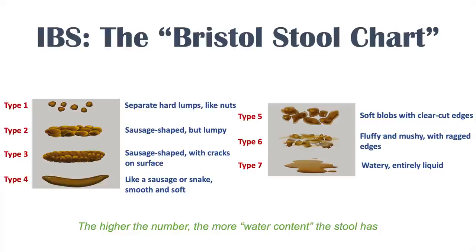And a way in which to remember is diarrhea on one end of the chart and constipation on the other end of the chart. Think about this. The higher the number on the Bristol stool chart, the more water content the stool has. This is how I remember the Bristol stool chart. You might not necessarily remember every small detail of this chart, but it's important to recognize the extremes of the chart. So again, the higher the number, the more water content the stool has. So at the high end of the Bristol stool chart, type 7 is essentially watery, entirely liquid stool.